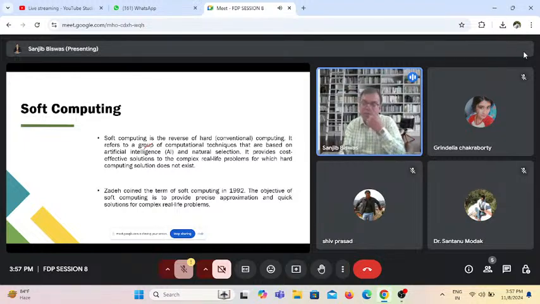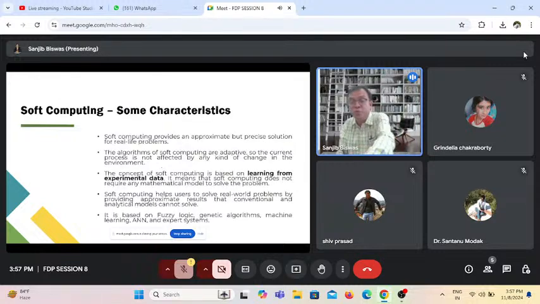In fact, in the real world, there are a lot of situations where you face uncertainty because of imprecise information. So to tackle that impreciseness, Professor Zadeh coined the term soft computing in 1992.